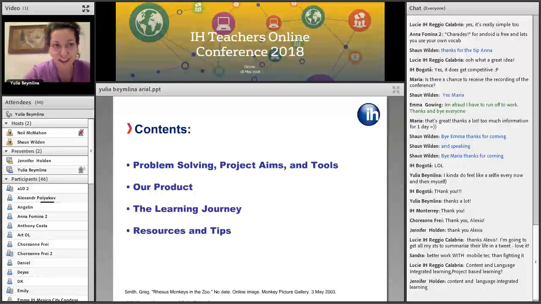We'll have a look at the screenshot of the product that we have almost finished creating with my one-to-one teenage learner. And then I'll share with you our learning journey, step by step, the framework that we went through. And then I'll finish with sharing a few resources and tips. Okay, so let's get started.